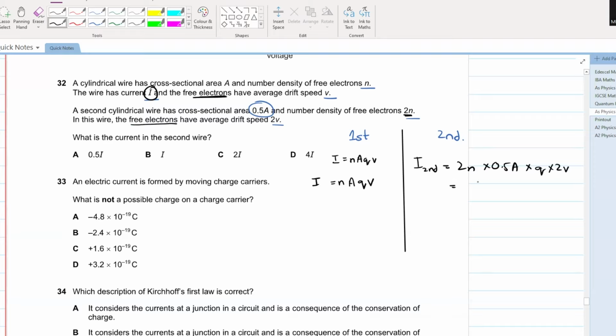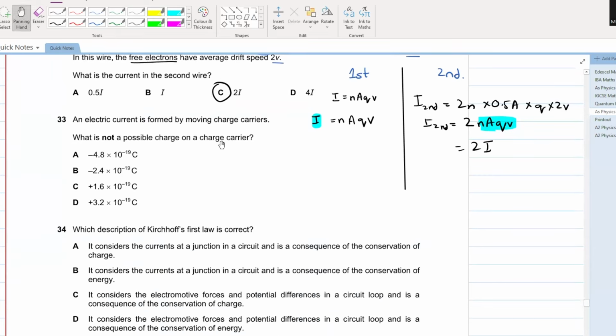Can you calculate the current here? The current here will be 2 times 2 multiplied by 0.5, that is 2 NAQV. The current in the second wire is 2 times NAQV. And what is NAQV equal to? I. So you will replace this NAQV with I. This comes out to be 2I as your answer. C is your answer. Simple as that.